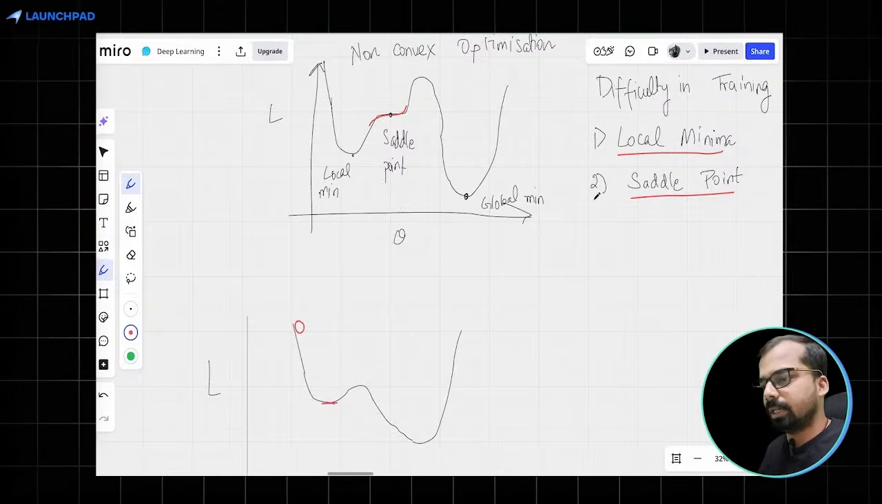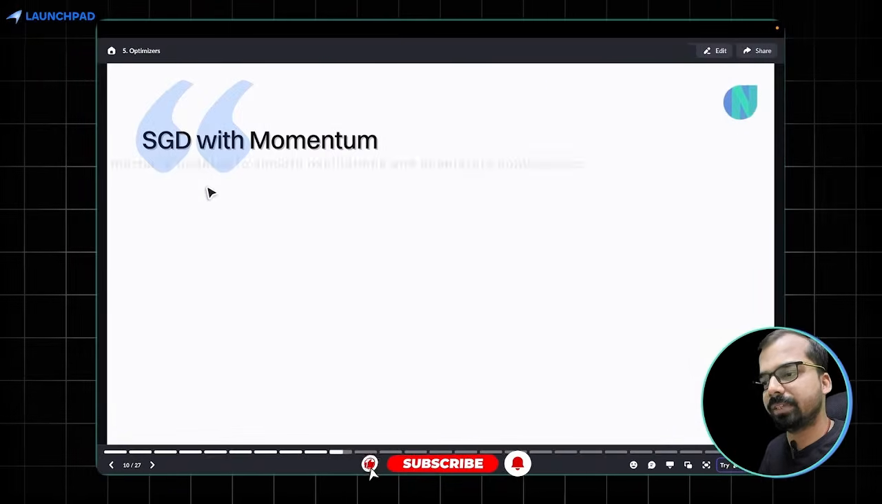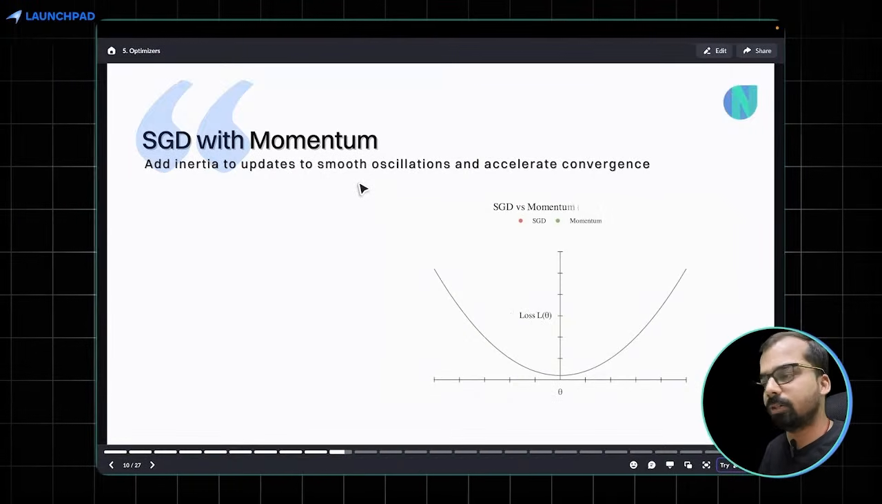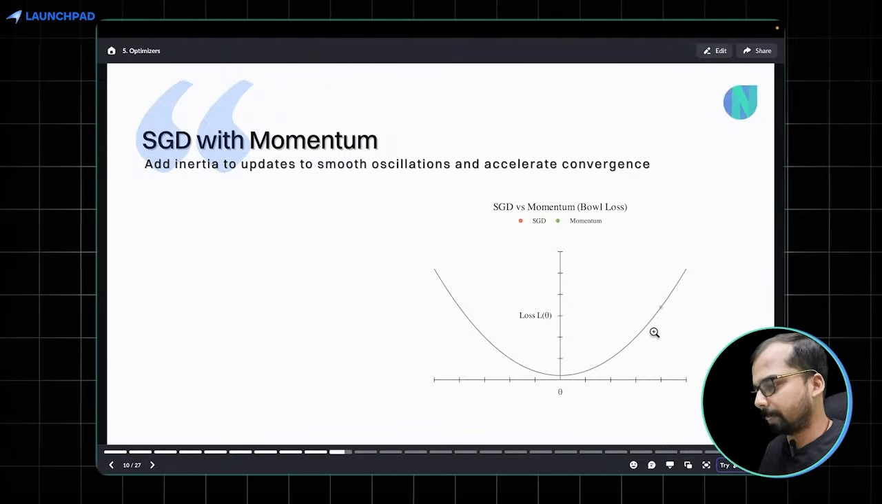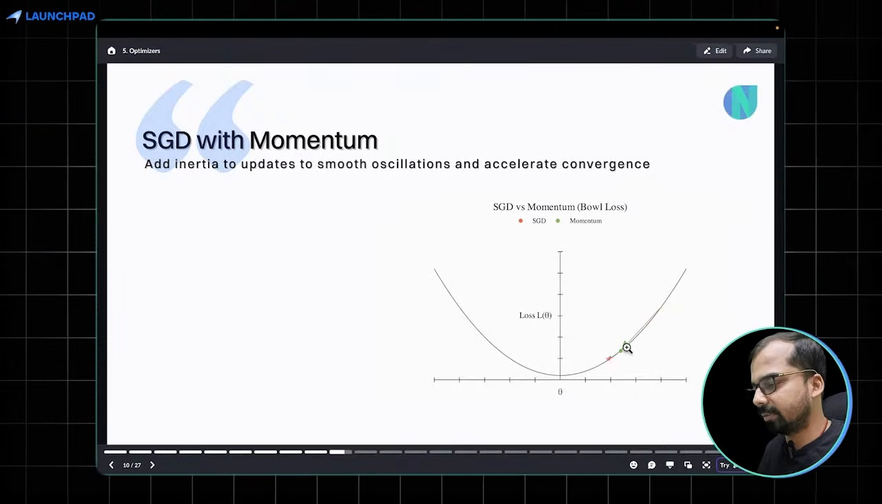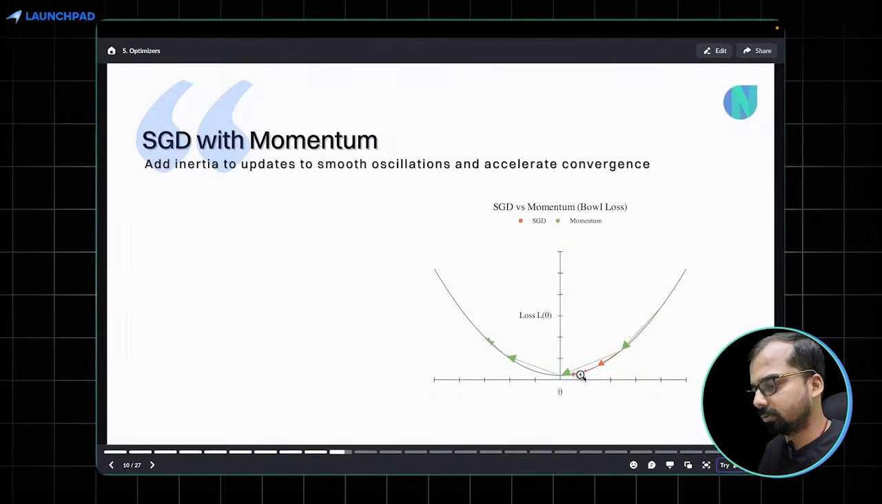All right. Here comes the concept of SGD with momentum. It adds inertia to the updates in order to accelerate the convergence. If you see over here, SGD versus momentum, SGD is in red. SGD will start making, it is coming over here.